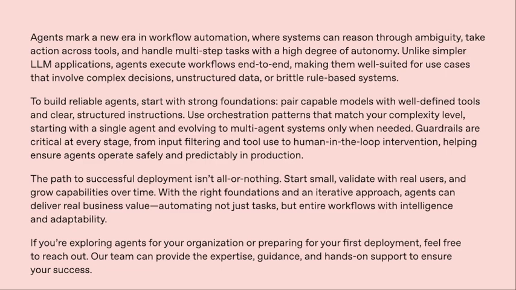To build a reliable agent, start with a strong foundation: pair a capable model with well-defined tools and clear structured instructions. Use orchestration patterns that match your complexity level, starting with a single agent and evolving to a multi-agent system only when needed. Guardrails are critical at every stage, from input filtering and tool use to human in the loop interventions, helping ensure agents operate safely and predictably in production.